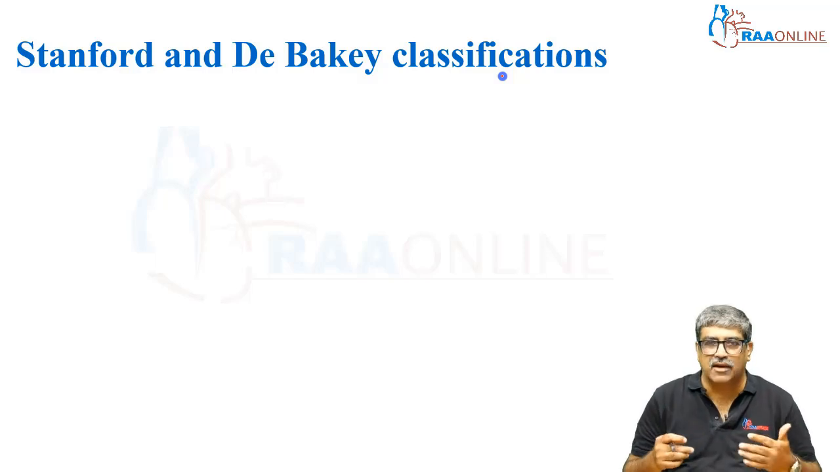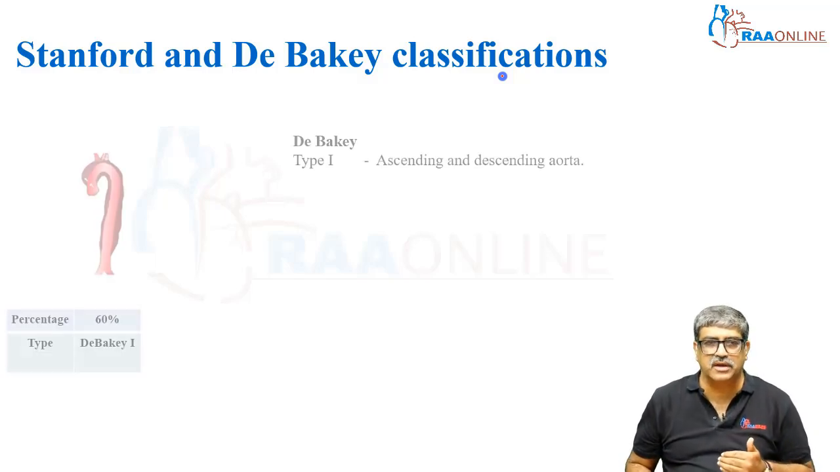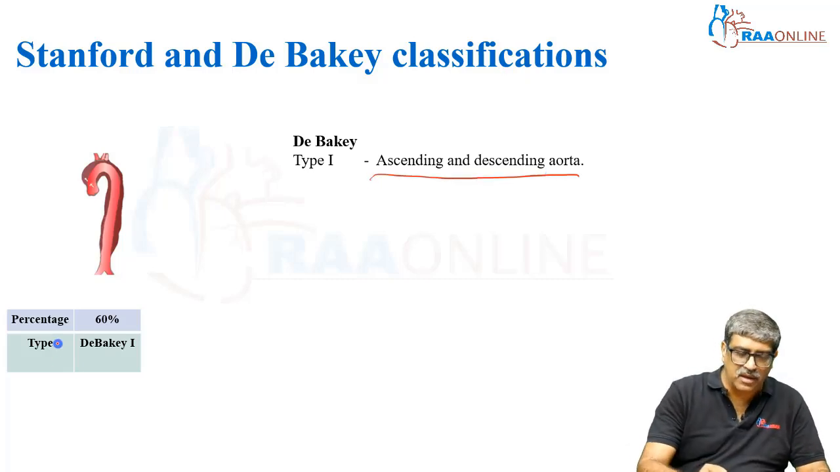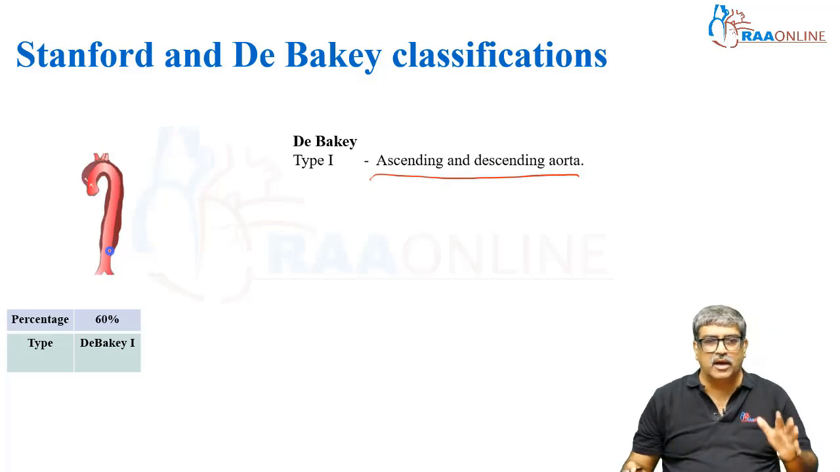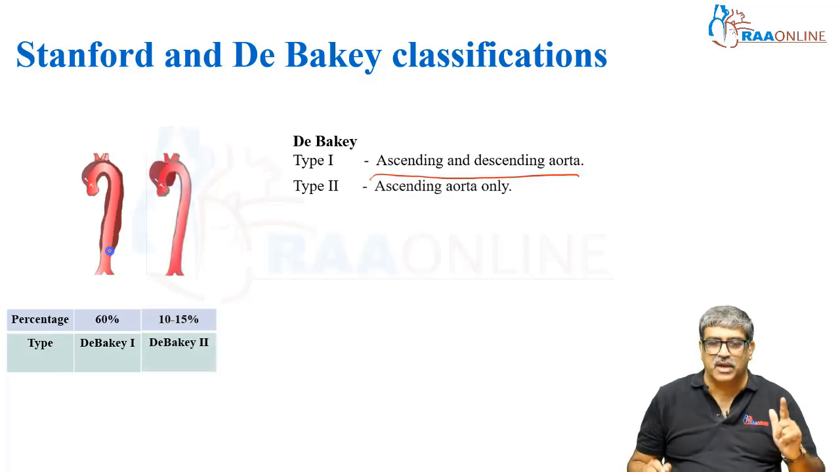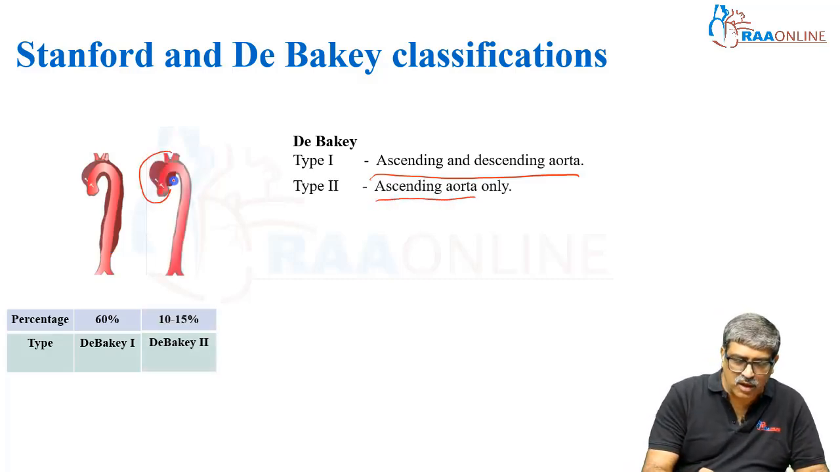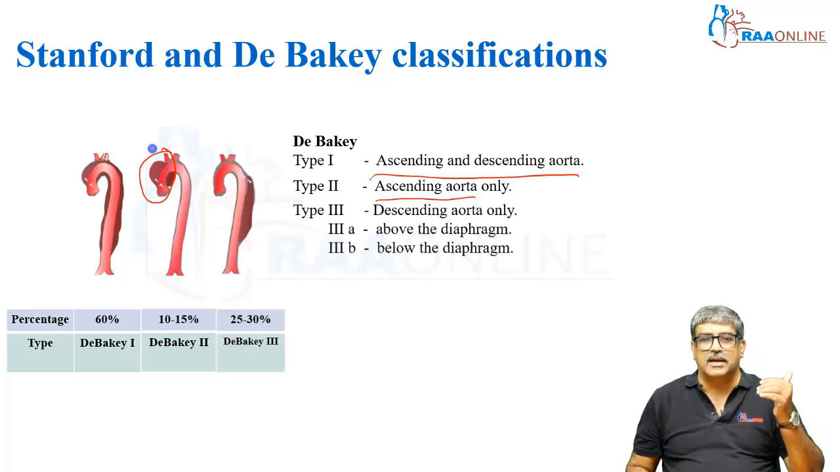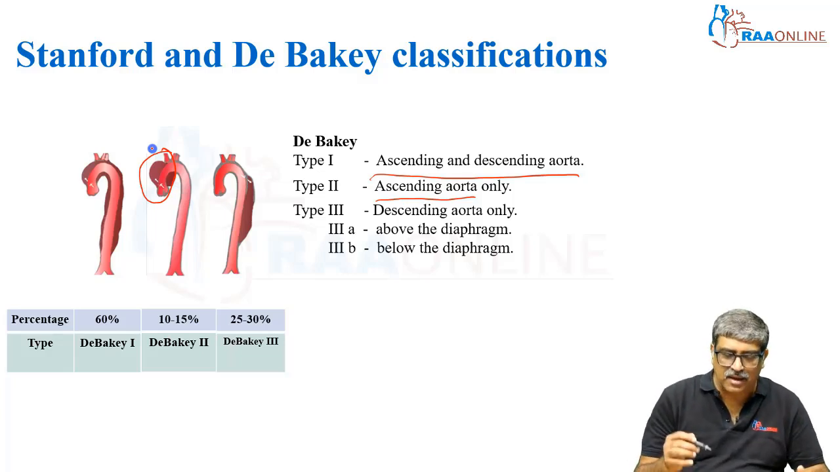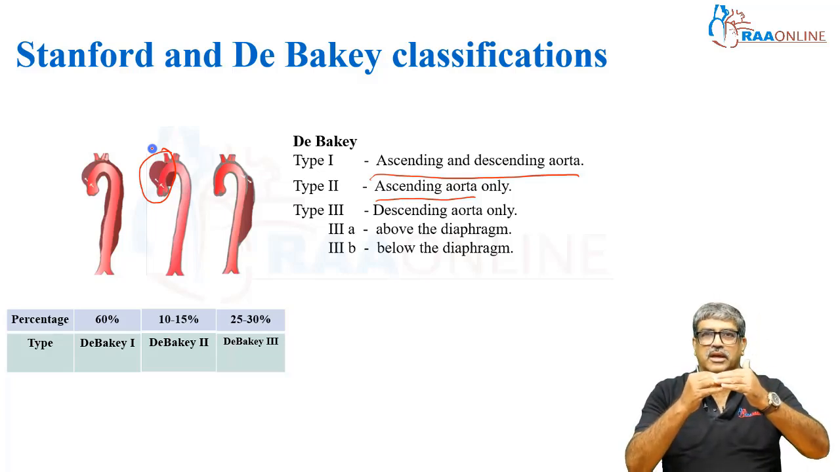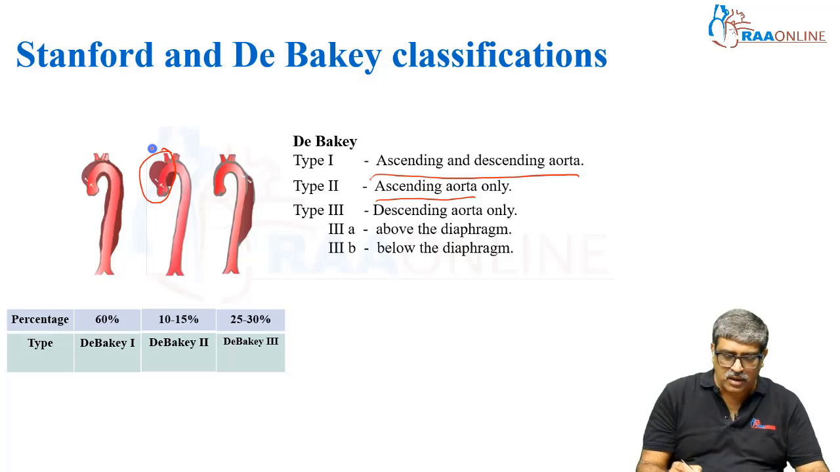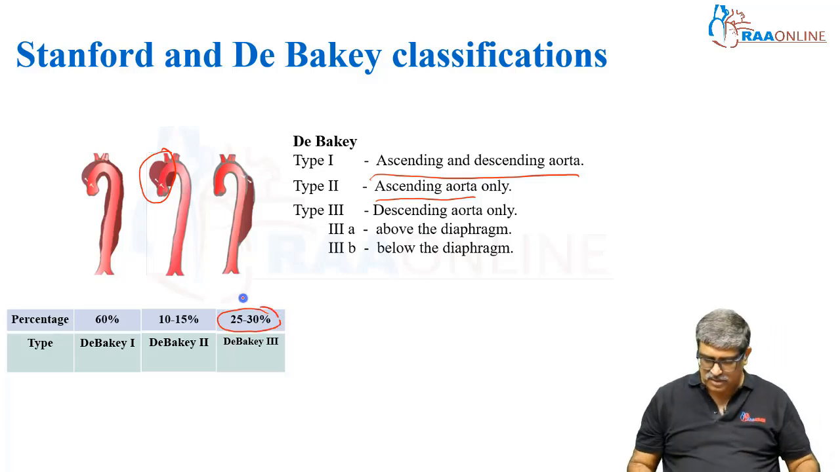So to compare Stanford and DeBakey classification for aortic dissection, DeBakey type 1: here you have the dissection coming from the ascending aorta and involves the entire aorta, and 60% is DeBakey type 1. Coming to type 2, it is restricted only to the ascending aorta. You can see it in 10 to 15% of the patients. And DeBakey type 3, A and B, A is confined only to the descending thoracic aorta, and type B extends into the abdominal aorta. It is seen in 25 to 30% of the patients.